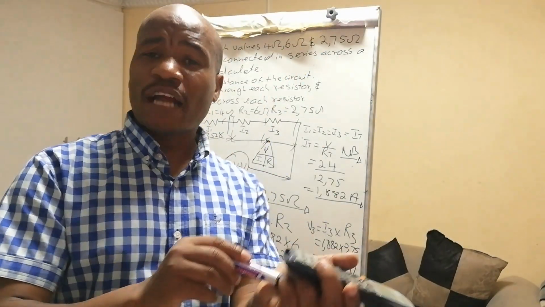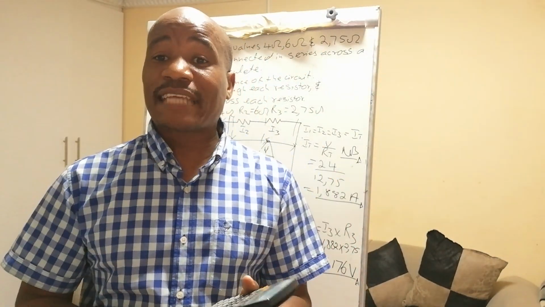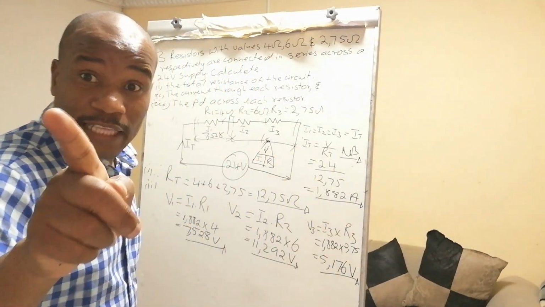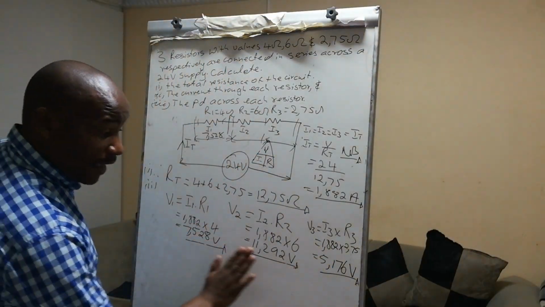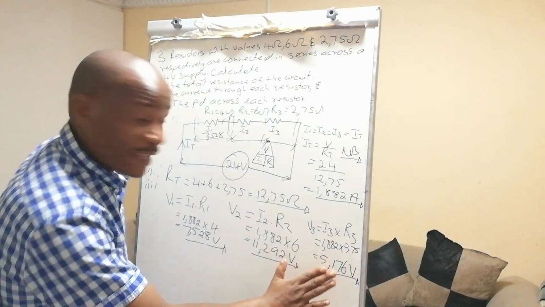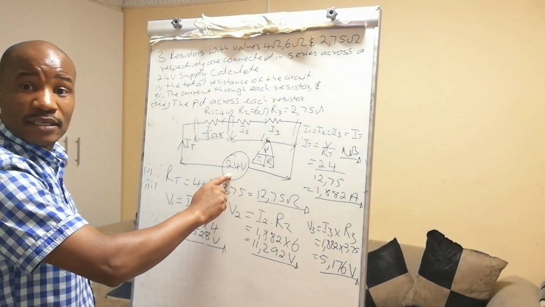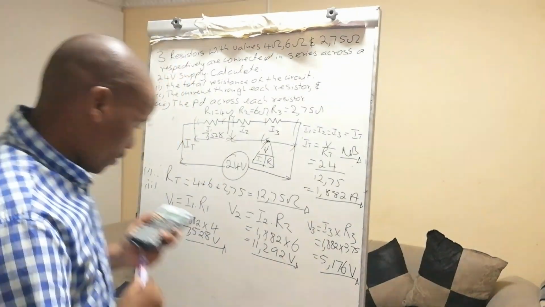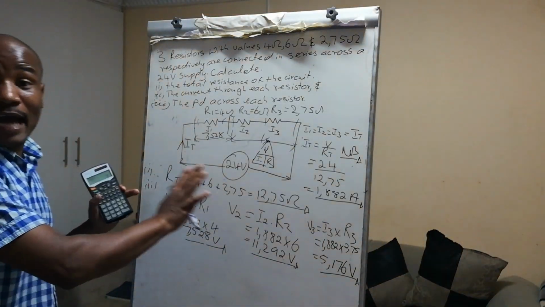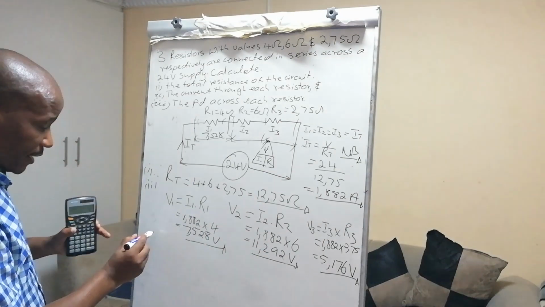How do I know that I'm right? To know that you are right, you must add them. After adding them, they must give you the total supply voltage. Otherwise, you are wrong. Let's prove. You are just proving whether you are right.